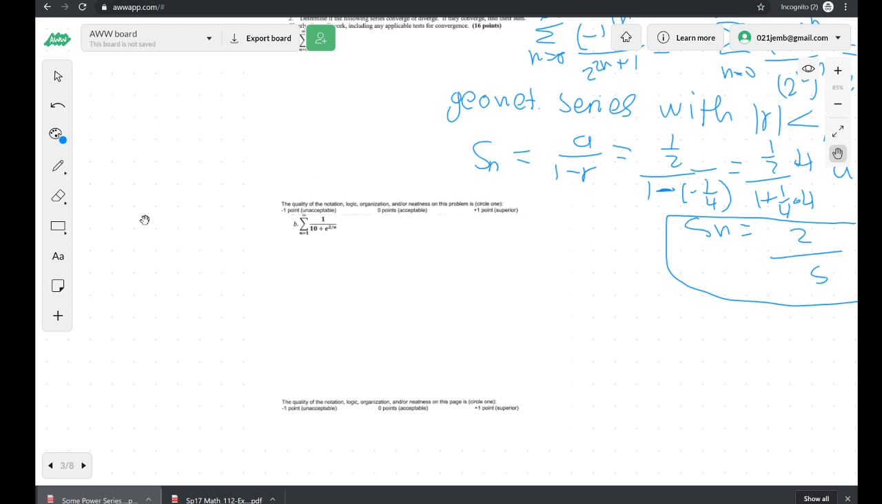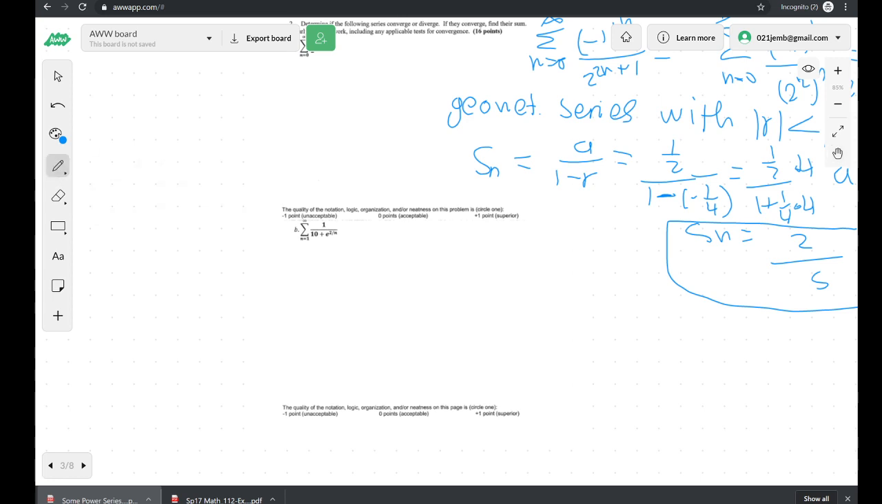Because what happens when we take the limit of the sequence as it goes to infinity? So the limit as n goes to infinity of a sub n is equal to the limit as n goes to infinity of 1 over 10 plus e to the second power over n. When n goes to infinity, this expression goes to 0, right? e to the 0 is 1. So it goes to 1 over 11. And 1 over 11 is greater than 0.